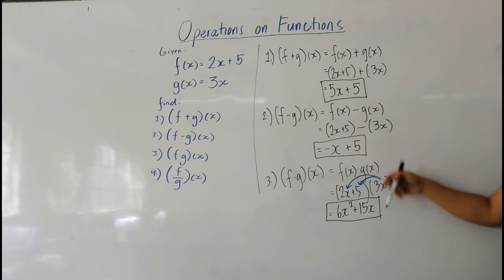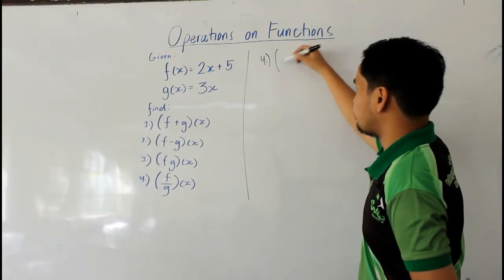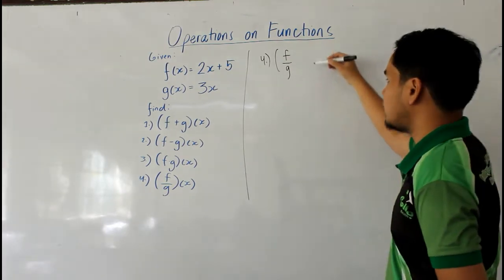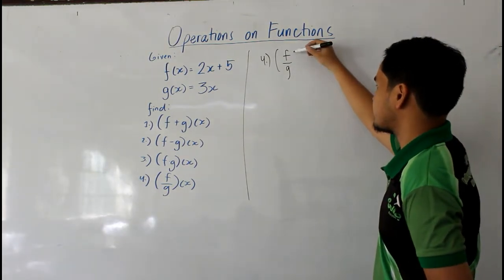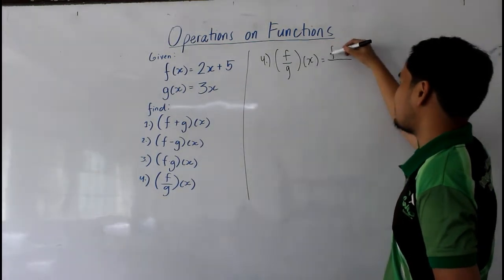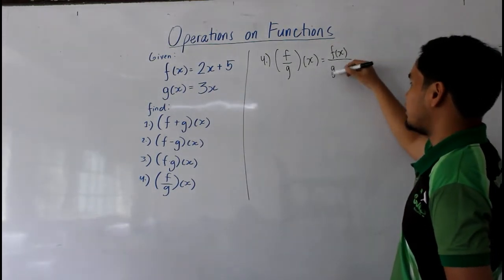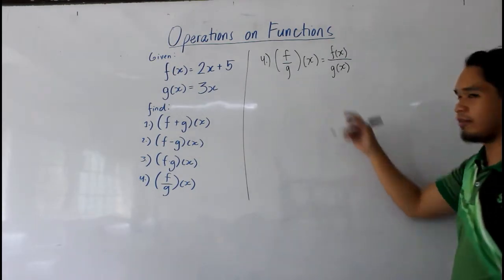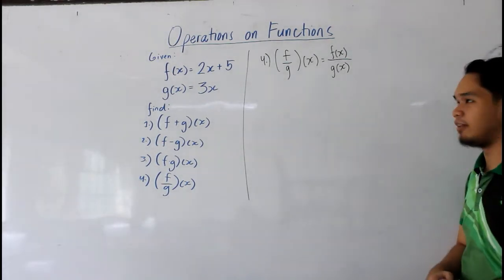Okay, so that's 1, 2, 3. Let's finish number 4 here. We have f over g of x, that's the quotient rule: f of x over g of x. Using the formulas we had before, f of x on g of x. G of x should not be 0, or else it will become undefined.